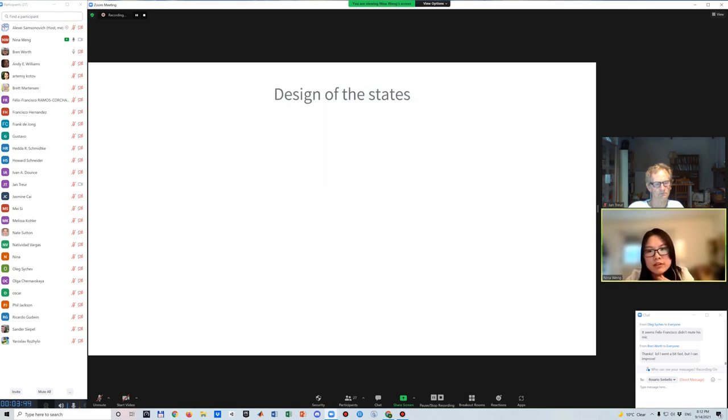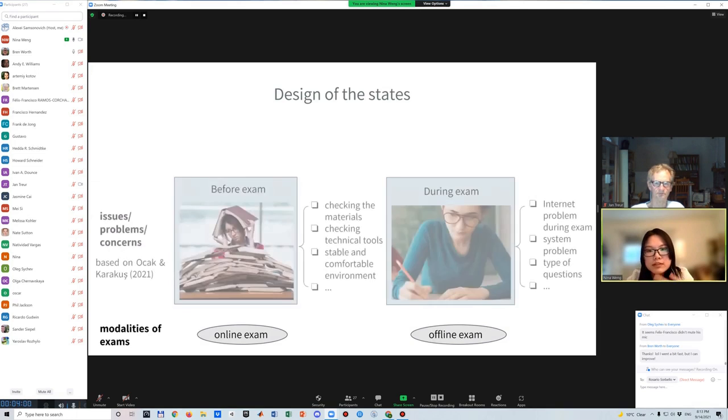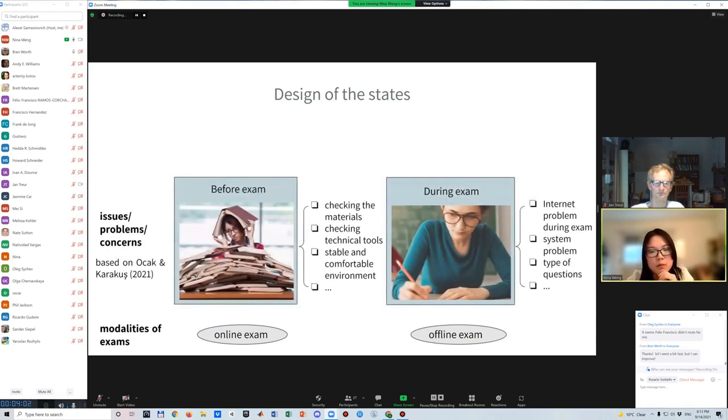So based on our knowledge about the exam anxiety, as mentioned before, now we could think about how to design the states of this network model. So first of all, we have two states that represent the modality of the exams, the online exam and the offline exams. And after this, we think about the issues or the concerns that might happen. And we categorize them into two big groups, the before exam issues and the during exam issues.